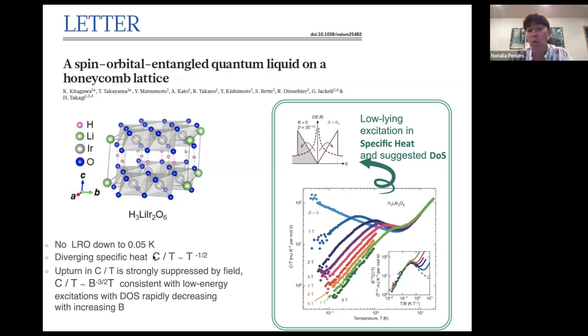And then the question is why it is happening. Another interesting feature which we need to explain is that this upturn in the specific heat, which should come from the pile up of the low energy excitation, is quickly suppressed by the field. So already the weak field of one Tesla is suppressing this upturn. So this is basically the question which we are going to address in this talk.